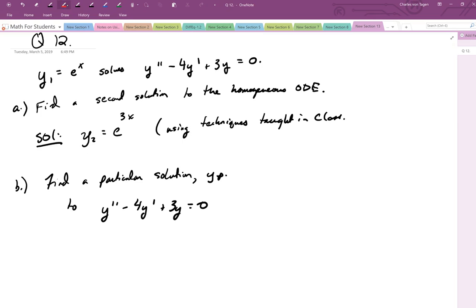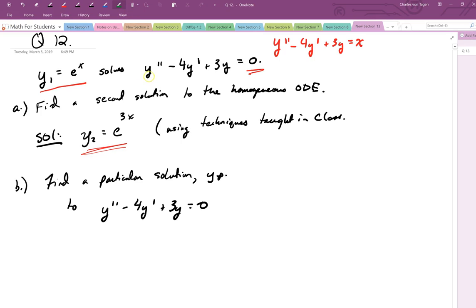So in this problem, we were given the non-homogeneous ODE y double prime minus 4y prime plus 3y is equal to x. And then we were given one solution to the corresponding homogeneous ODE, y1 equals e to the x. So the first part asked me to find a second solution. I did so using the techniques taught in class. I found that a second solution to this would be y2 equals e to the 3x.